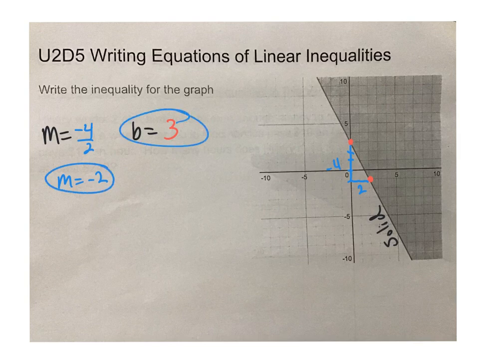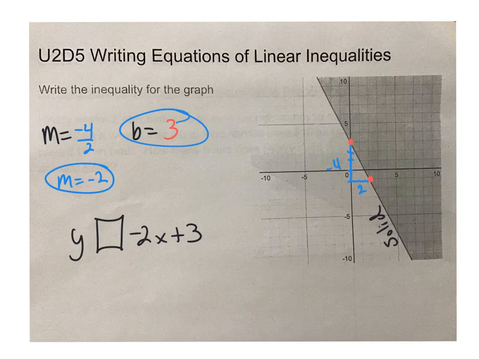So we have my M and my B. And it should be negative because, like I said before, it's a downhill line like we would drive. So we write our statement, y, some symbol, negative 2x plus 3. So how do we determine what symbol? Same idea as last time.